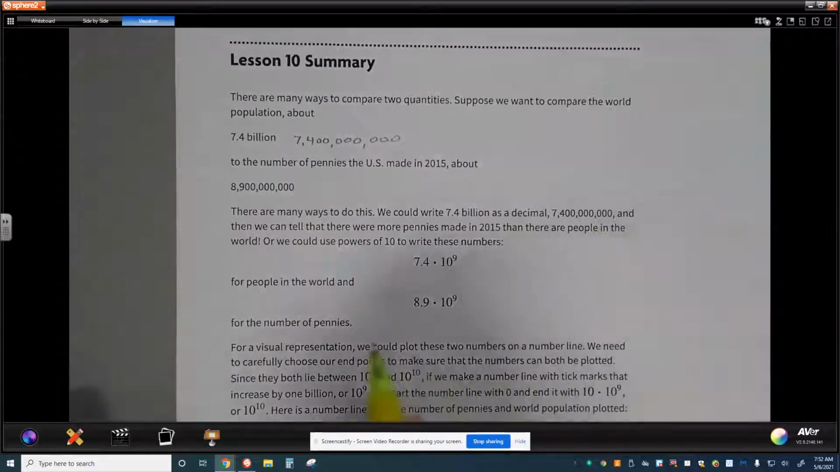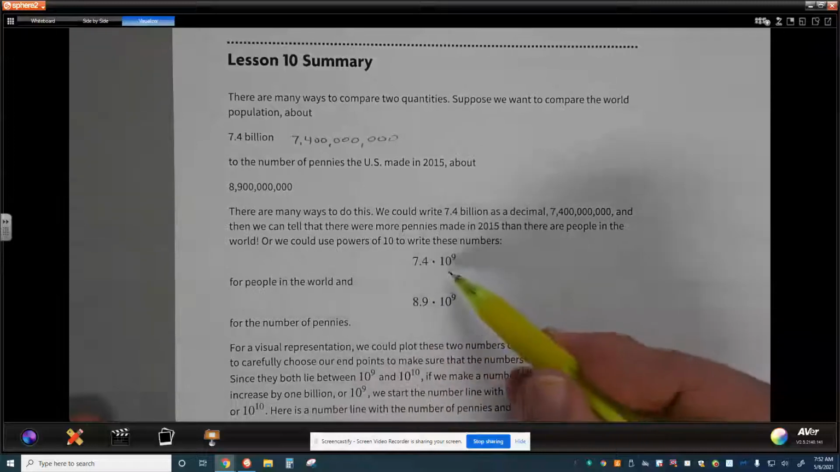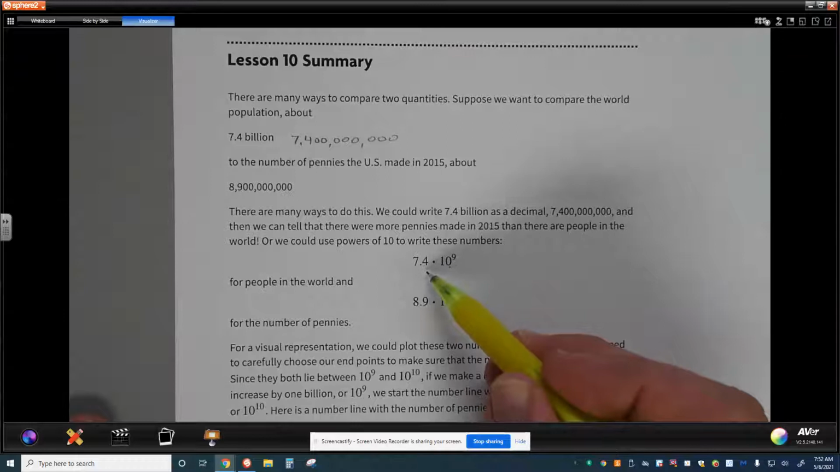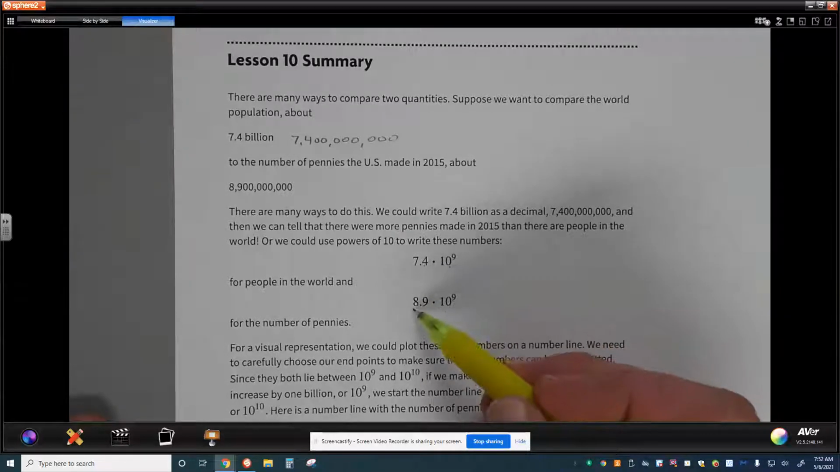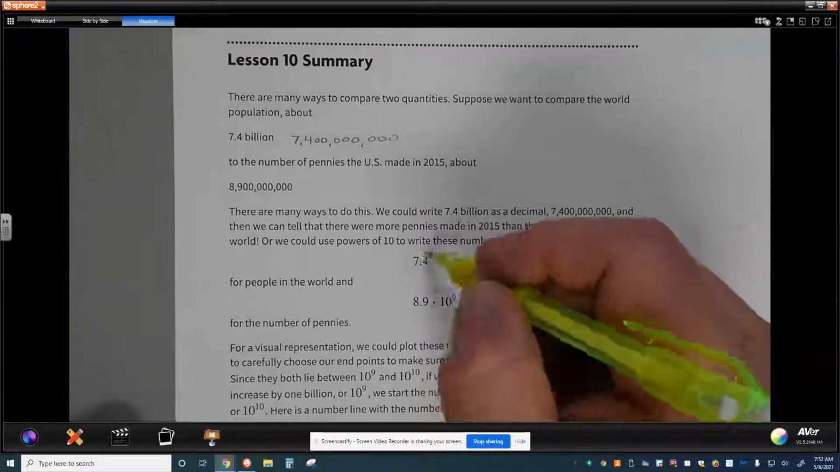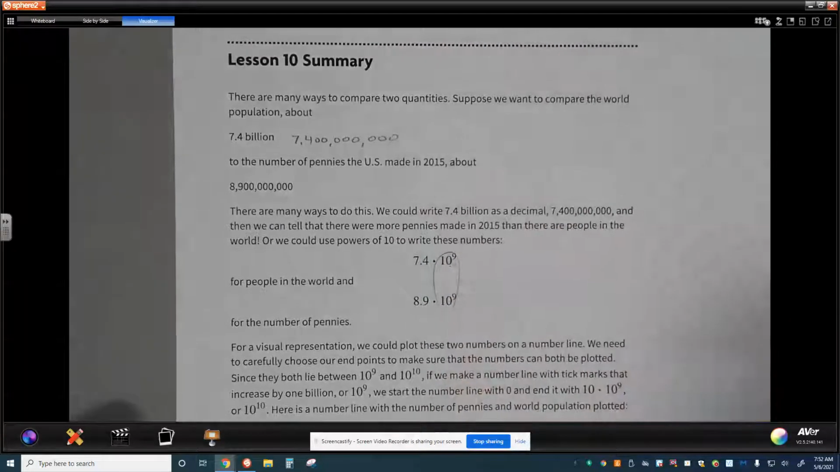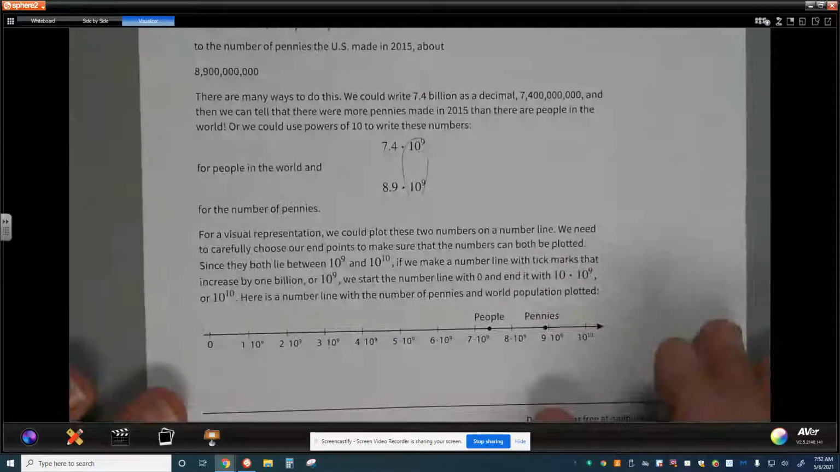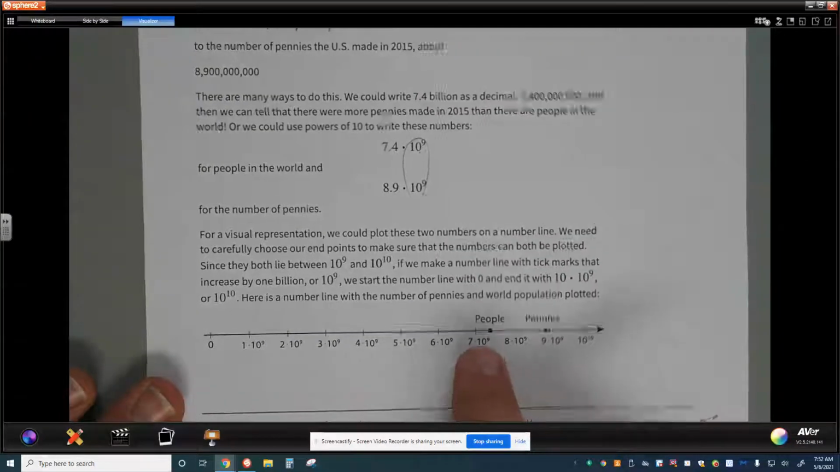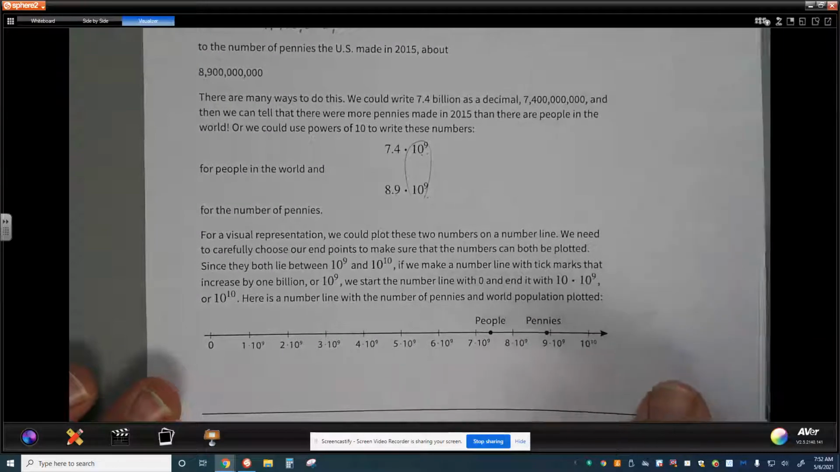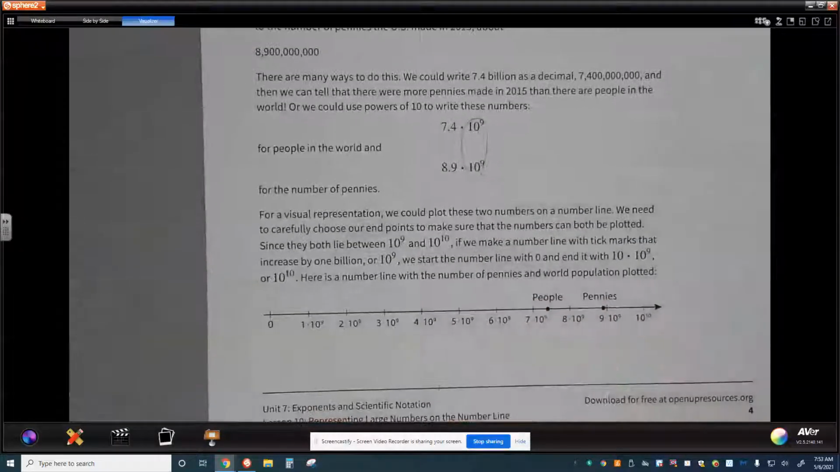It's kind of a clear piece for us. When we write in powers of 10, we see that the powers of 10 are both 10 to the 9th power, but we see these values as 7.4 and 8.9. We can only compare finite decimals when the powers of 10 are equal. For visual representations, we can place these on a number line, and we can see pretty easily that the number of people is less than the number of pennies.